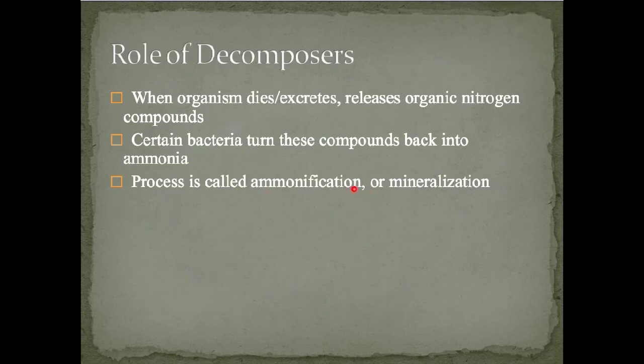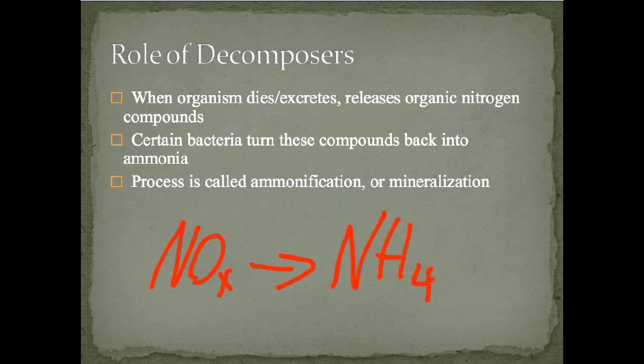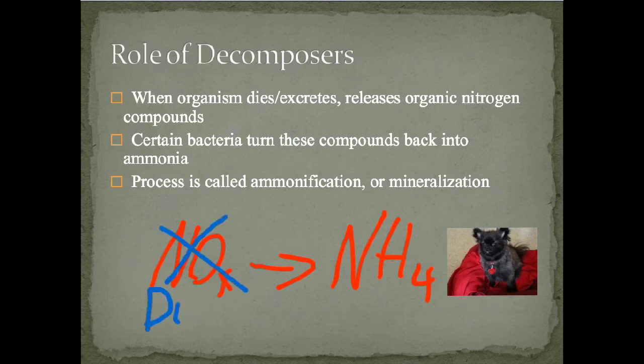And last but not least is ammonification. Ammonification happens by decomposers. And now we are taking nitrates, turning them into ammonia or ammonium. I need to correct that. What's actually occurring here is not nitrates being turned into ammonia, but the nitrogen within DNA is turned into ammonia through decomposers. So when things die, their nitrogen is decomposed by bacteria into ammonium.